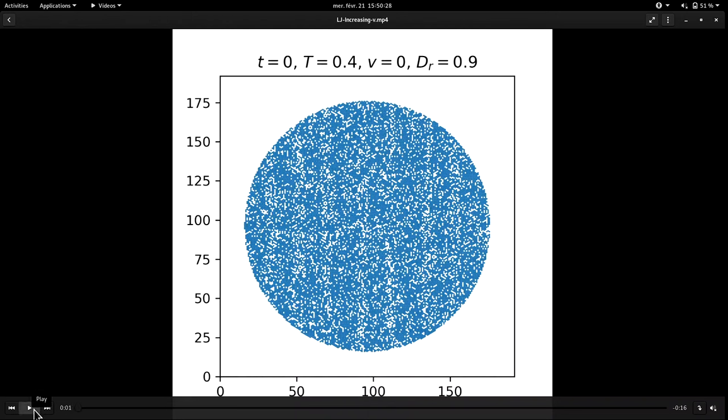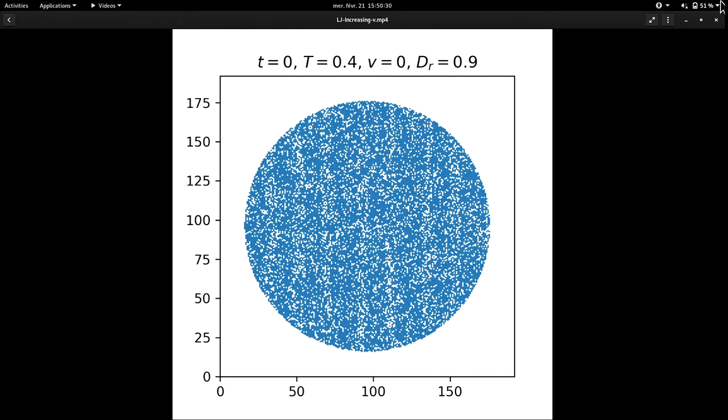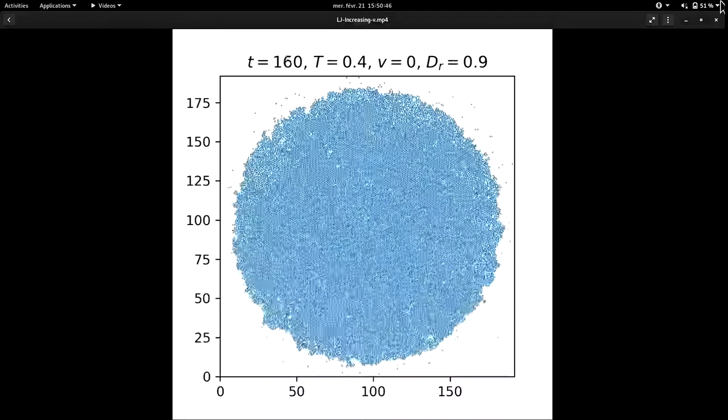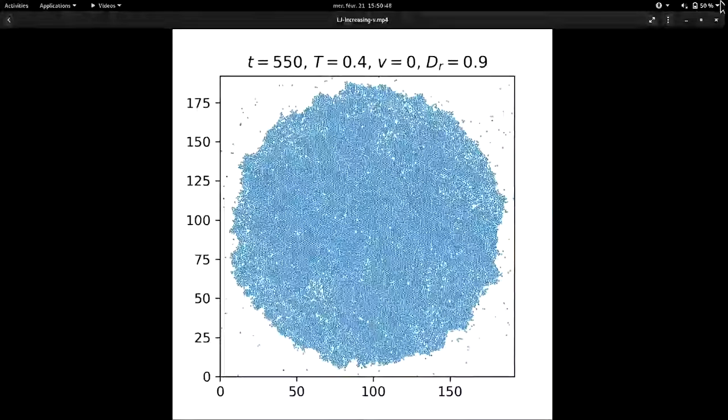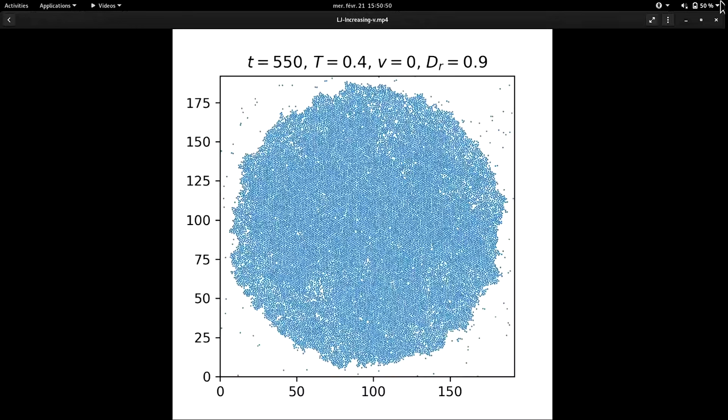Okay, now we start. What I want to show you now is a system of particles with Lennard-Jones interactions. So at very short scales, they are repulsive, but at an intermediate scale, they have attractive interactions. At the beginning, there is no self-propulsion, so this is perfectly at equilibrium. And you see that the system is phase separated between a very dilute gas and a liquid cluster, a liquid bubble in the middle.